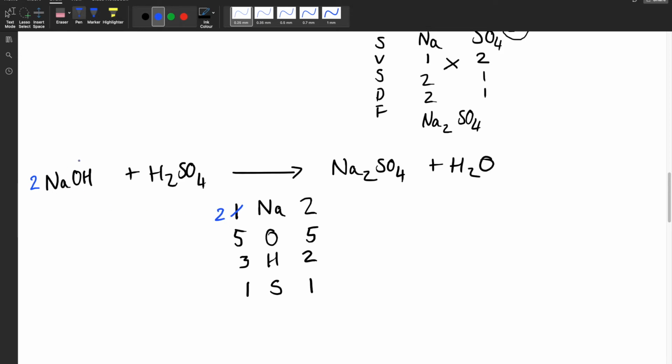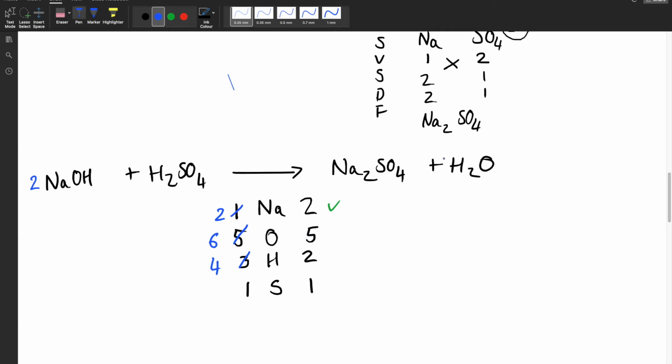It would give us 1, 2, 3, 4, 5, 6 hydrogens now. And 1, 2, 3, 4 of our hydrogens there. Okay, so our sodiums are balanced, but now our oxygens aren't. So to balance our oxygens, we just need 1 more.